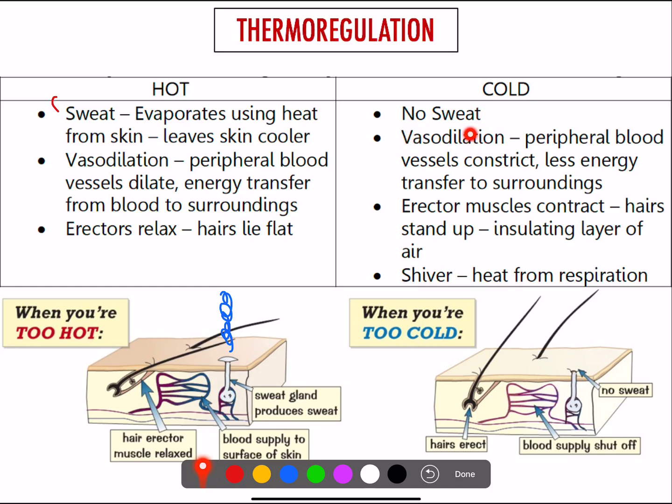Mistake here. It should say vasoconstriction. Okay, so vasoconstriction, which means these blood vessels constrict and less heat can now escape to the surroundings. Also, the erector muscles obviously contract, so hair stands up, so you get a layer of warm air. And something else that you do is that you shiver. Shivering is basically mini muscle contraction, and we know muscle contraction requires energy from respiration. So when you shiver, your muscles contract, that means your body respires, and we know respiration is an exothermic reaction, so that releases heat.